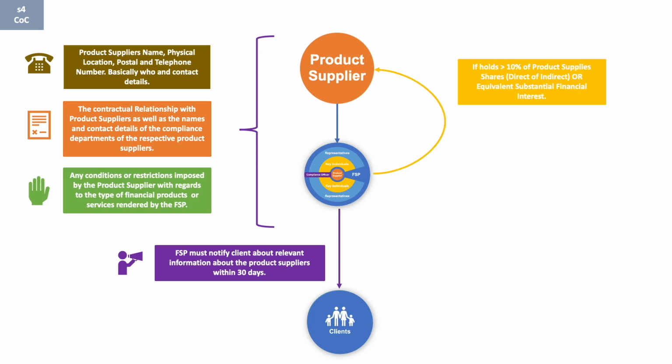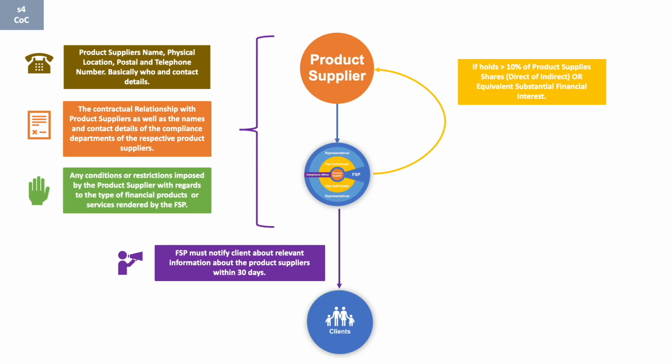Here we see that when there is a financial interest held by the FSP with the product supplier, the FSP must communicate and disclose this fact to the client, if the FSP holds more than 10% of the product supplier's shares directly or indirectly. When we say directly, that would mean the FSP holds the shares in the product supplier. When we say indirectly, it would mean that we hold the shares in some other way, either through another company or person.